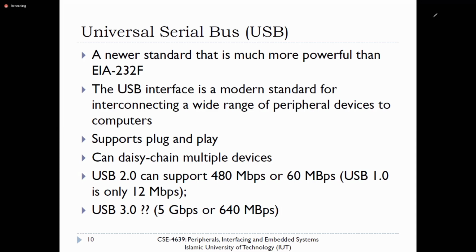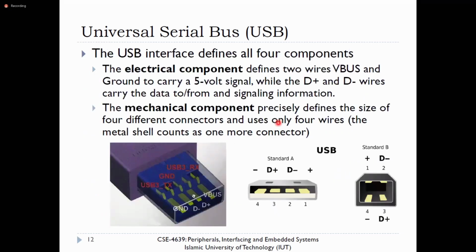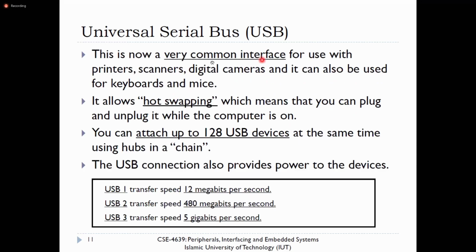Now, I'll show you some more technical details of USB. The universal serial bus is very common, and nowadays we can connect our printers, scanners, digital cameras, and all sorts of other peripherals like keyboards and mice. The easier plug and play has a technical term, that is hot swapping. Hot swapping means that you can plug and unplug it while the computer is on.